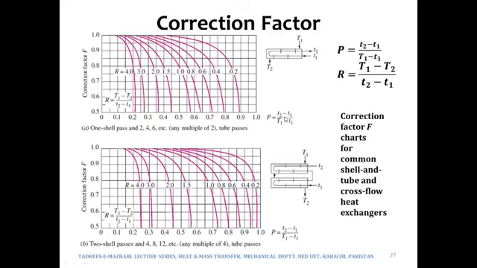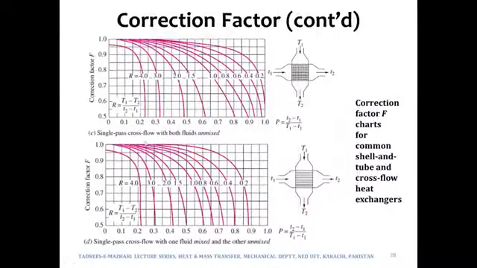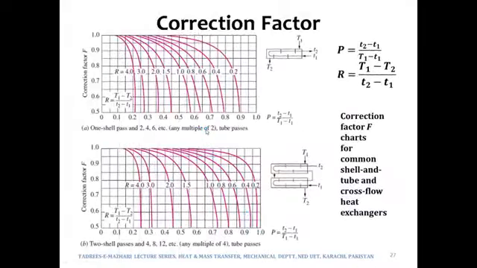Now how do we find out correction factor? We have those diagrams which are mentioned over here. I have taken those diagrams from Yunus Cengel. Over here there are various such diagrams. For example, this one is for 1 shell pass and 2, 4, 6 or any other multiple of 2 tube passes. The second one is for 2 shell passes and 4, 8, 12 or any multiple of 4 tube passes. And we have two more. For example, single pass cross flow with both fluids unmixed and single pass cross flow with one fluid mixed and the other unmixed. So let's discuss those first.